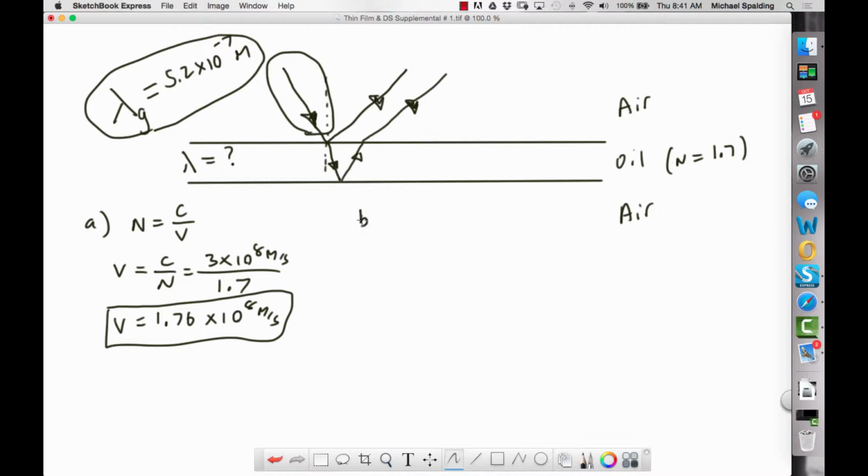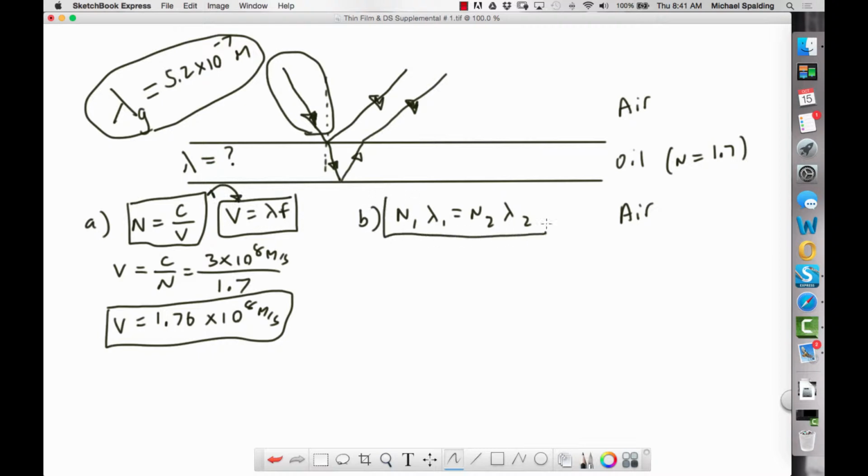So here's how you do part B. You go n1 wavelength 1 equals n2 wavelength 2. Where did I get that equation from? It basically comes from n equals c over v, and velocity equals wavelength times frequency. If you substitute these two equations together, you get this equation right here. Now, n1 is air, which is 1.00. n2 is the oil. So n1 will just be 1, and we're solving for wavelength 2. Wavelength 2 is going to be wavelength 1 over n2.